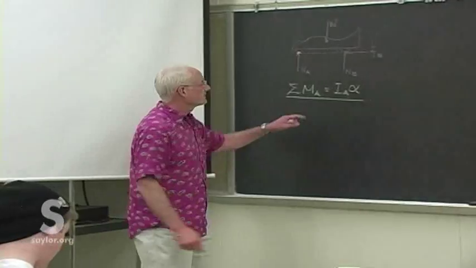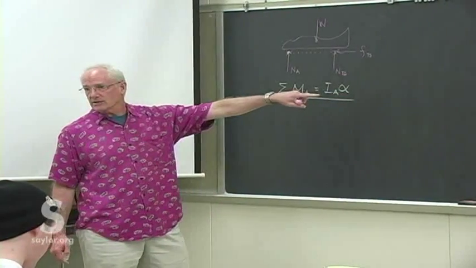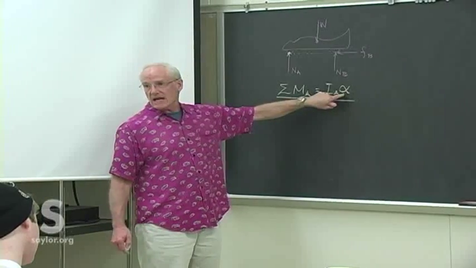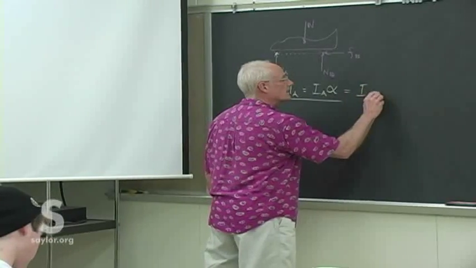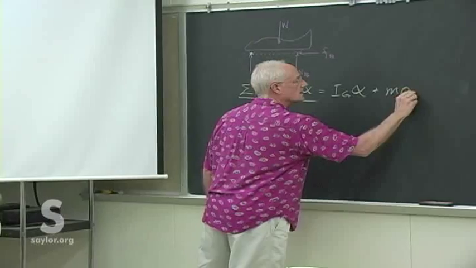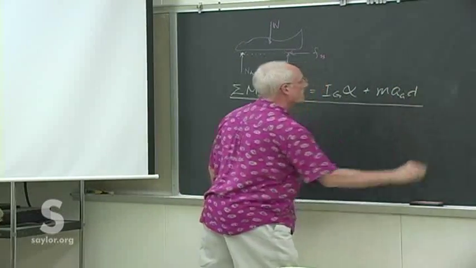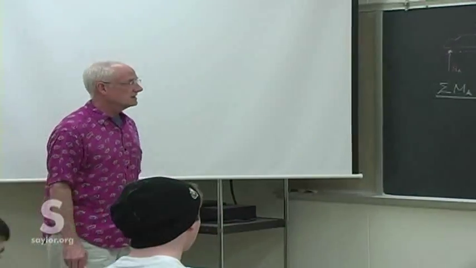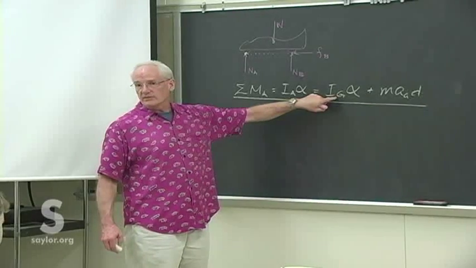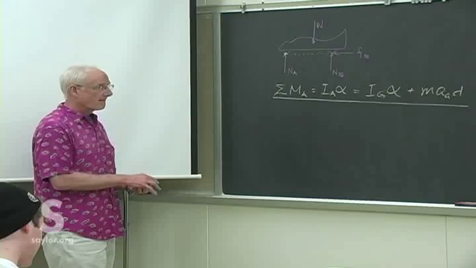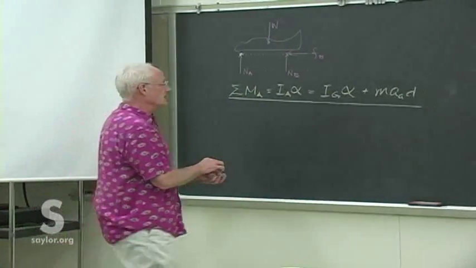Here's what happens, and it's a very easy thing to do, and once I tell you not to do it, it's still going to be a little difficult to see why you can't do it. We do not want this to have any angular acceleration. The temptation is to say then that this is zero, but that's not the case, because this, remember, equals IG alpha plus MAGD. This, remember, comes from the parallel axis theorem applied to the moment of inertia. Just like before, IG alpha is zero.